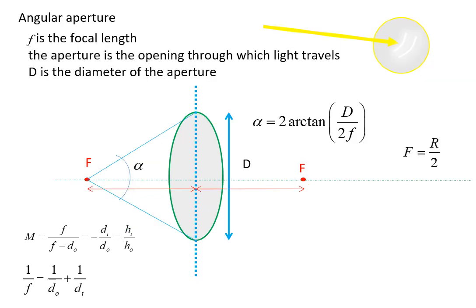Another property of the thin lens is the angular aperture. The aperture is the opening through which the light rays travel. D is the diameter of the aperture, and the angular aperture is the angle formed by the focal point and the edges of the thin lens, and is given by twice the arctangent of the diameter over twice the focal length.